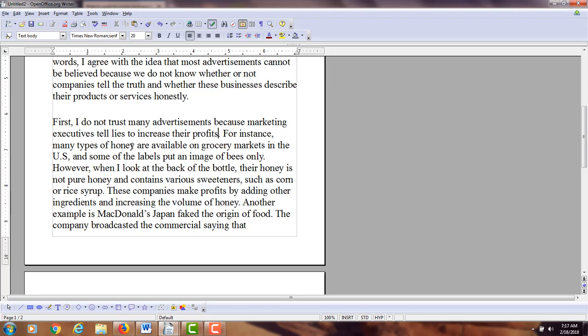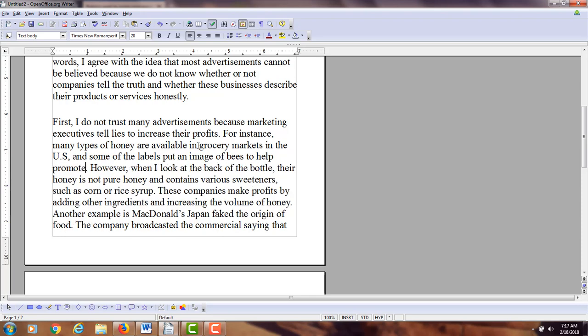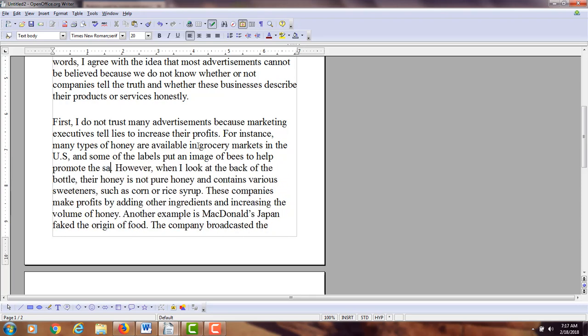For instance, many types of honey are available in grocery markets in the U.S., and some of the labels put an image of bees only. They put an image of bees to help promote the sales. However, when you look at the back of the bottle, their honey is not pure honey and contains various sweeteners such as corn or rice syrup. These companies make profits by adding other ingredients and increasing the volume of honey.